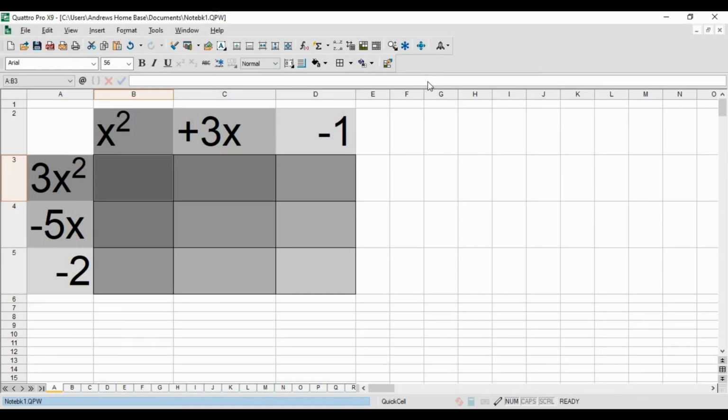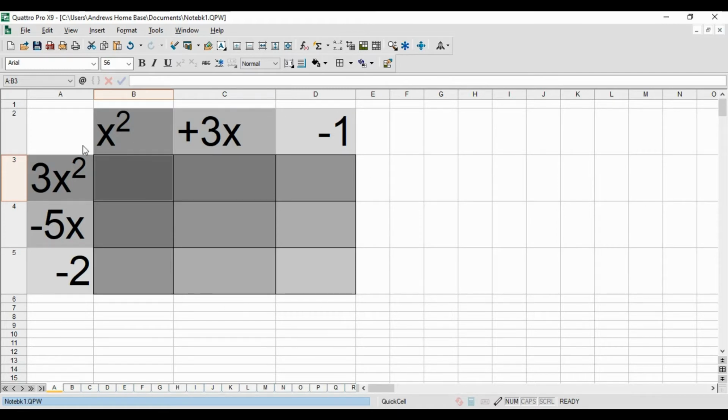So what I'm going to do now is show you an alternate way to use the distribution property in order to multiply your binomials, or sorry, your polynomials together. And it could be binomials, trinomials, anything. This method takes a little bit more time in the setup, but I find it visually a lot easier to grasp. What I have here are two polynomials: x squared plus 3x minus 1 times 3x squared minus 5x minus 2. And when I do this in Desmos, you'll see how this looks.